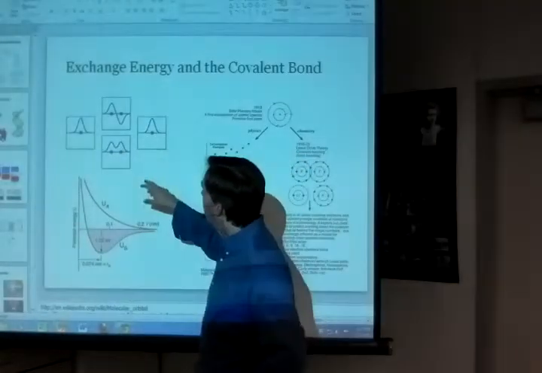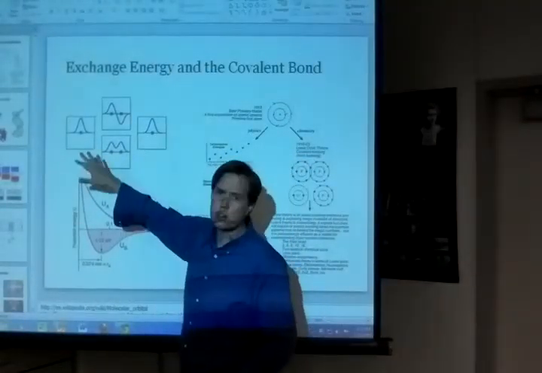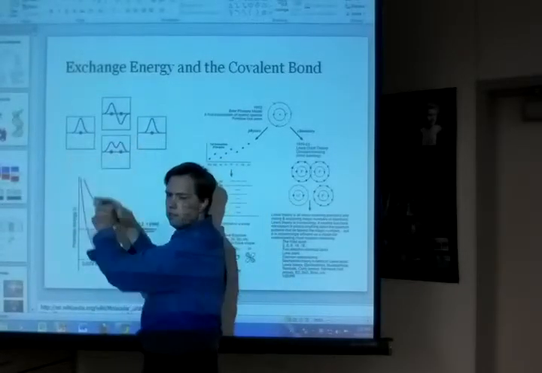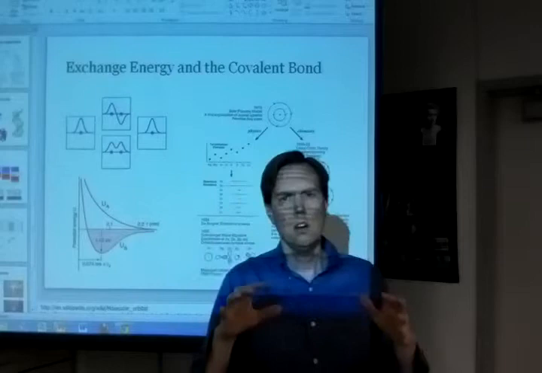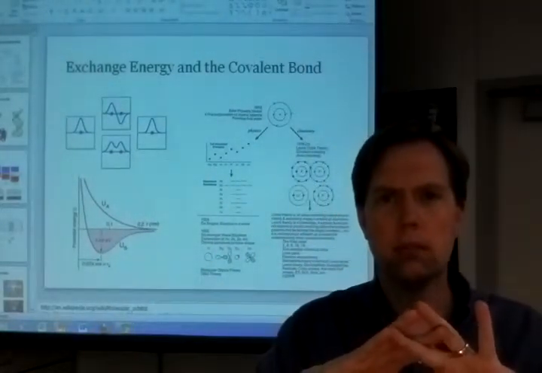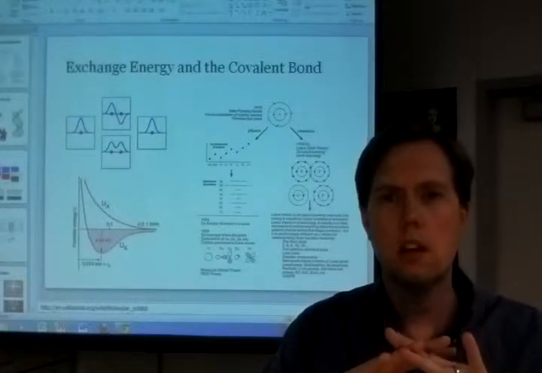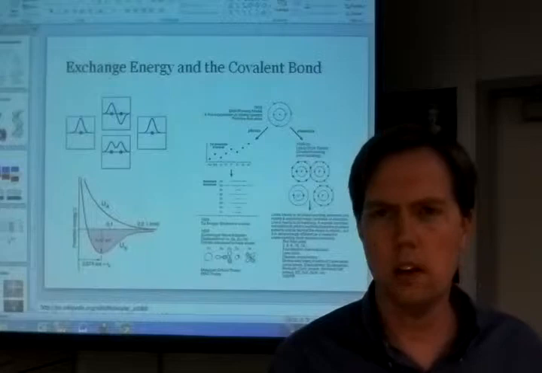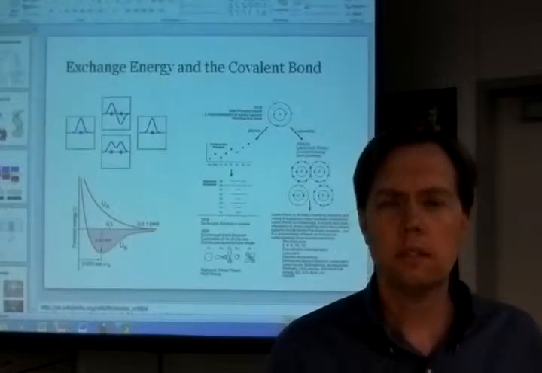Now, that's what these two pictures represent. Now, as I bring the hydrogen atoms closer together, their electron orbitals start to overlap. Okay, they start to touch. I mean, really, they're always touching, but they start to overlap in a significant way.